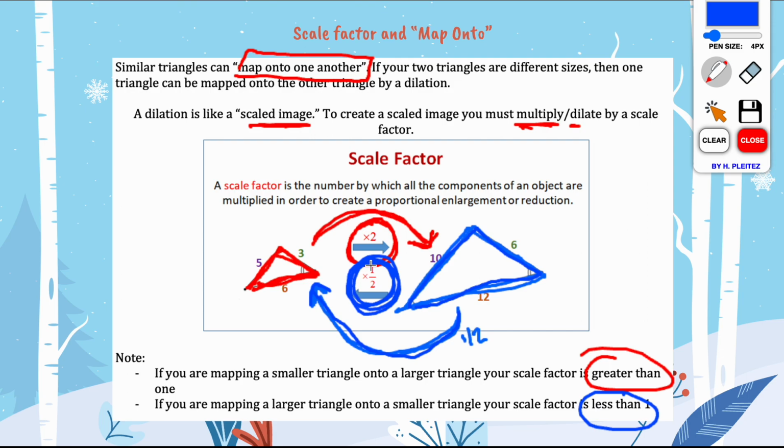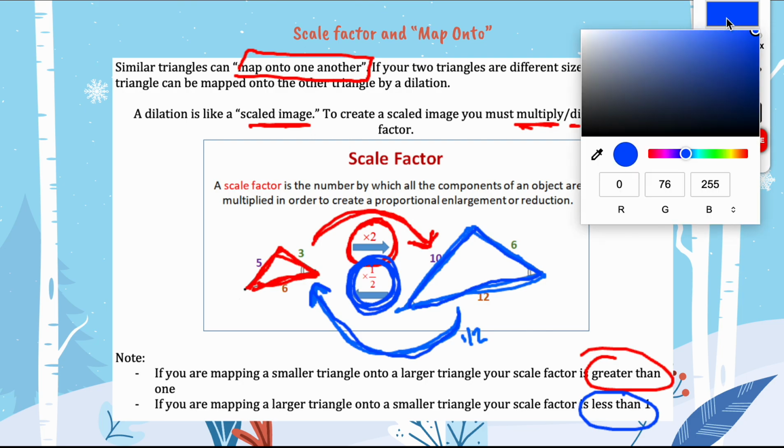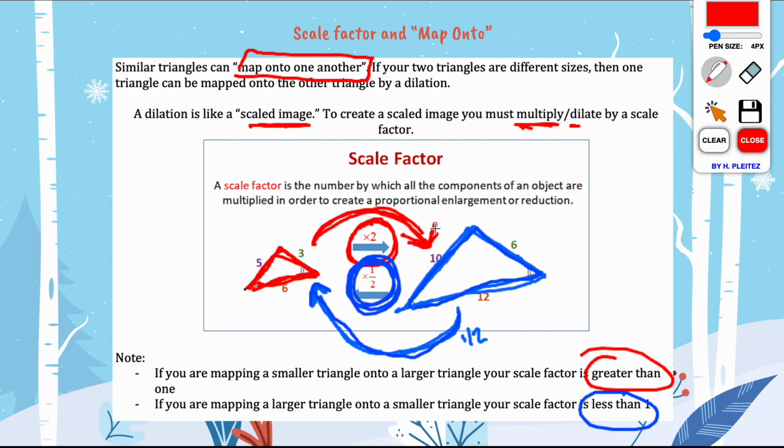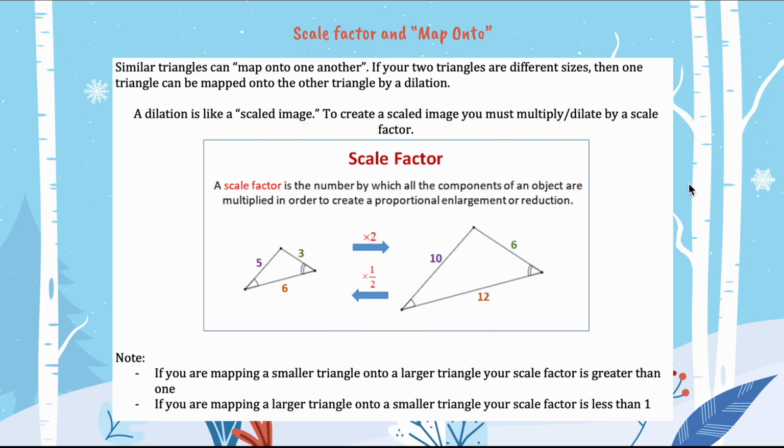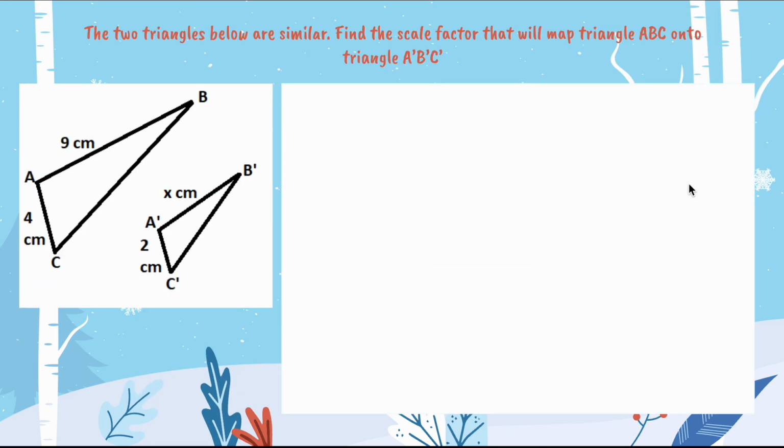So in your task card or in practice questions, that's a good way to check. If you create your scale factor and you know you're going from a smaller triangle to a bigger triangle, but your scale factor is less than 1, that's a way you could be like, hey, wait, I know my scale factor should be greater than 1. It gives you another way to self-assess. So let's try some examples.